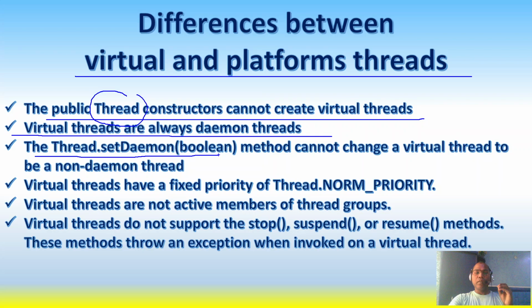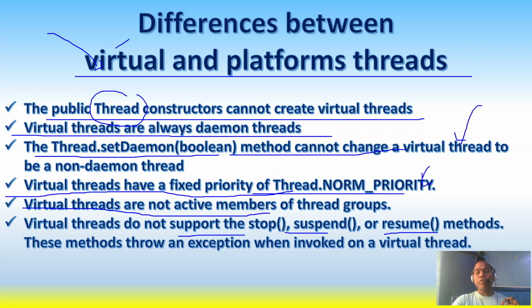And as you know, virtual threads have a fixed priority, normal. You cannot change the priority of a virtual thread. Virtual threads always run on normal priority. And virtual threads do not actively participate in the ThreadGroup class. Even functions like Thread.stop, suspend, resume have no impact or meaning for the virtual thread. If you invoke stop, suspend, or resume, you get an exception. These methods throw an exception when you invoke them on a virtual thread.